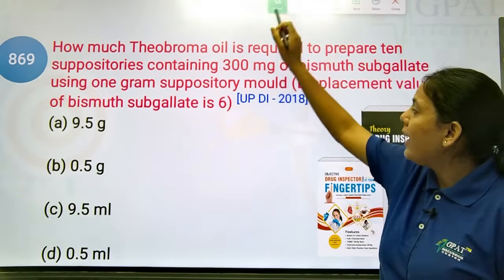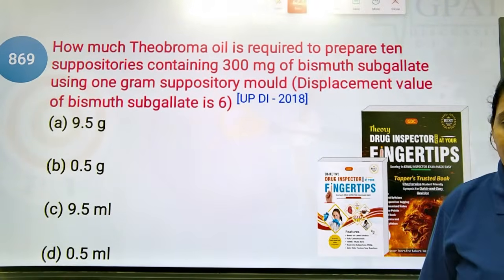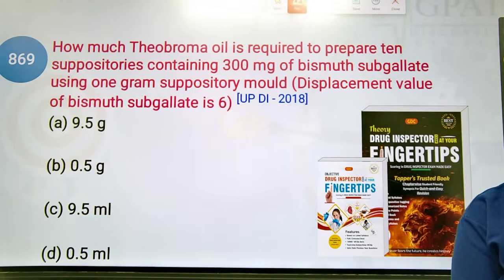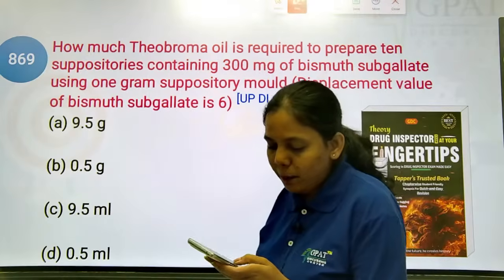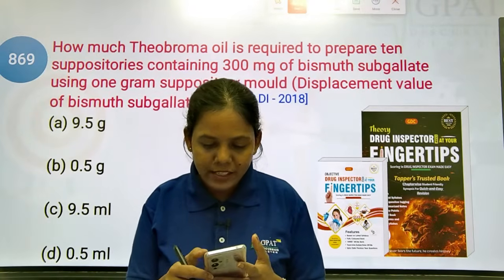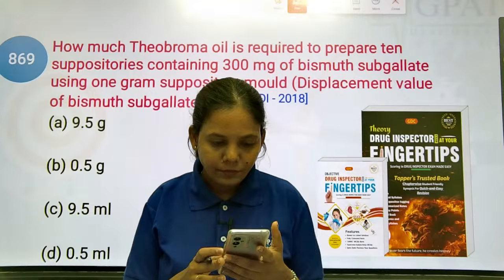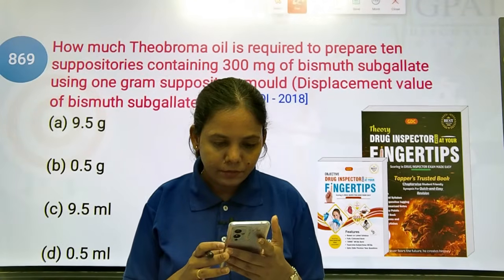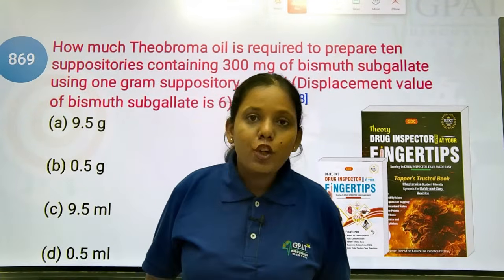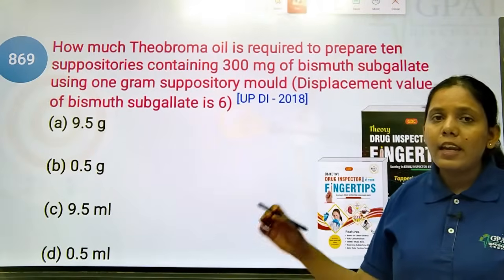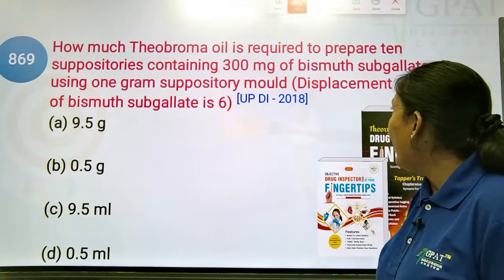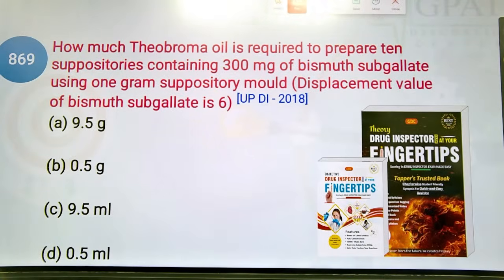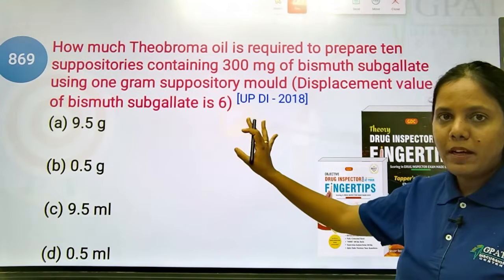Okay. Again the displacement value question came. So whatever is given first, you have to write it down. Before that, let me ask you, do you have doubts in what we have seen? Chalo, now we will solve. First, write down whatever things have been given. How much theobroma oil is required to prepare 10 suppositories? Again the same question, but here now they have given the displacement value.